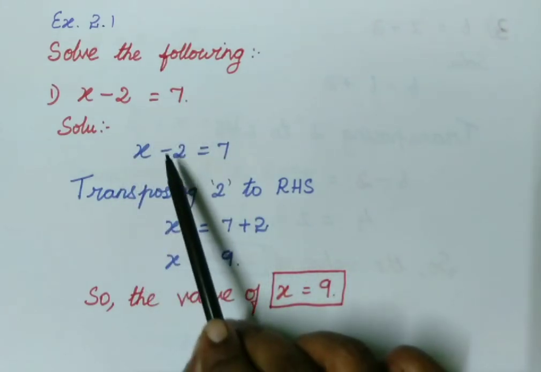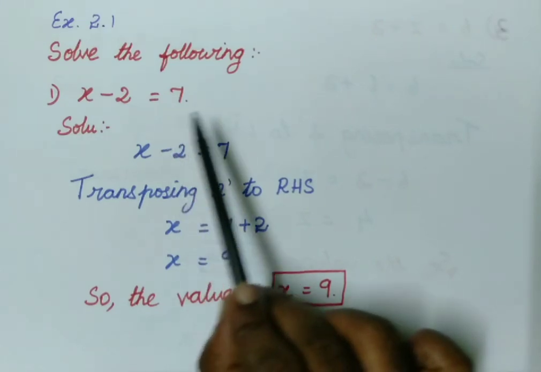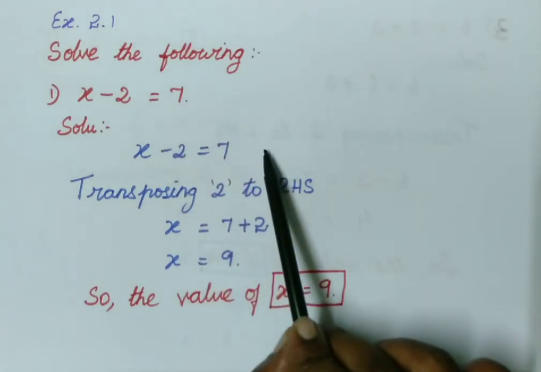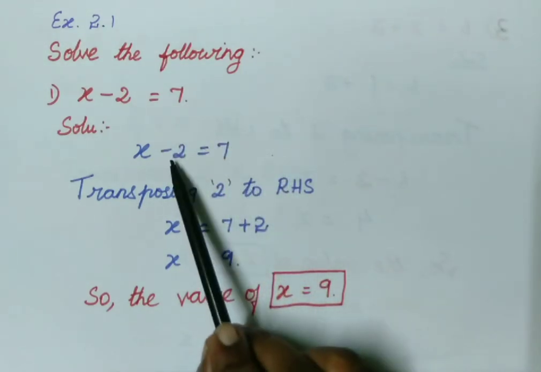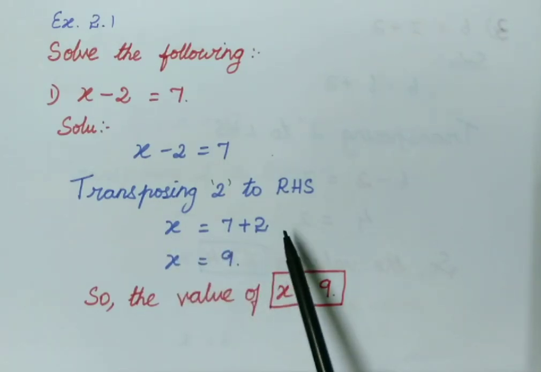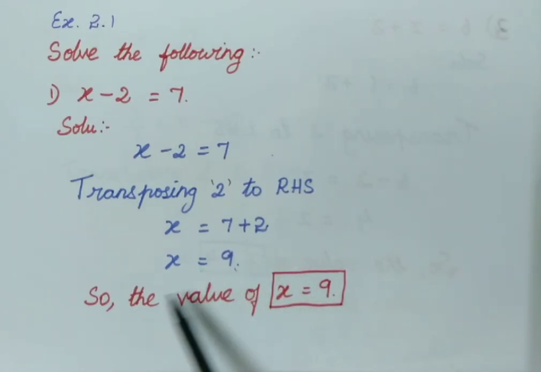Now I'm going to do the transpose method, where I have to bring this minus 2 towards the right hand side. When I shift this from left hand side to right hand side, minus will become plus and 2 will remain the same. That is x equals 7 plus 2. So the value of x will become 7 plus 2, which will give you 9. So the value of x equals 9.